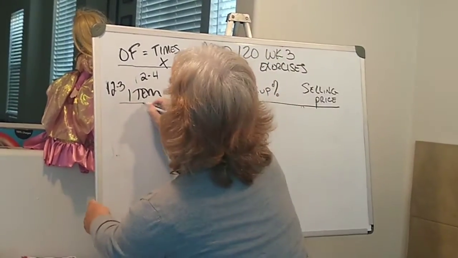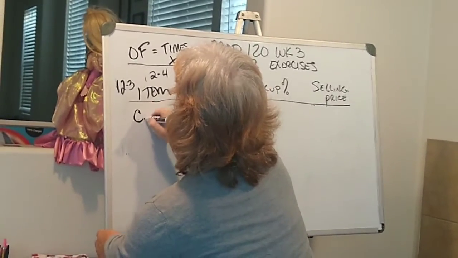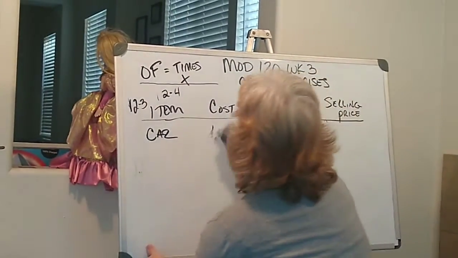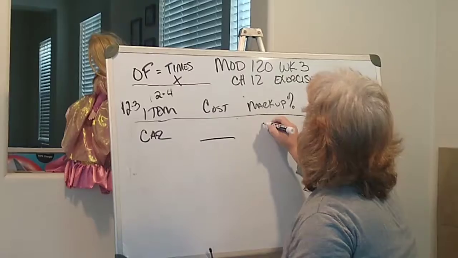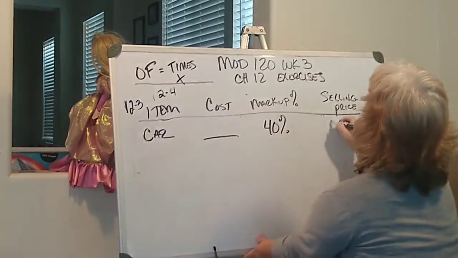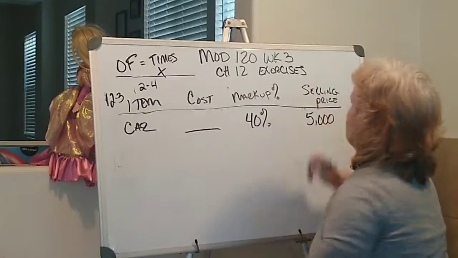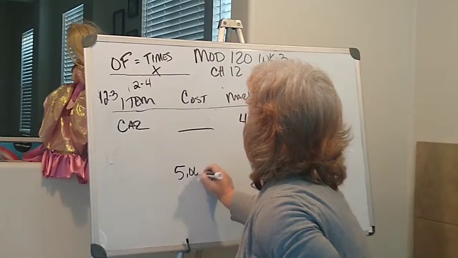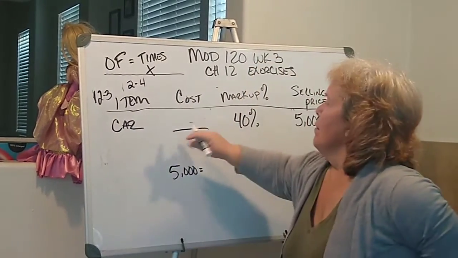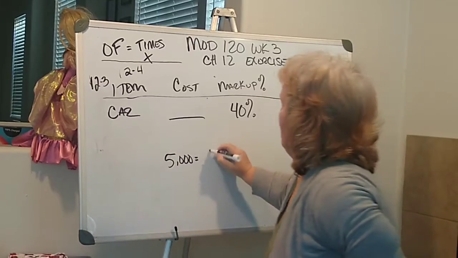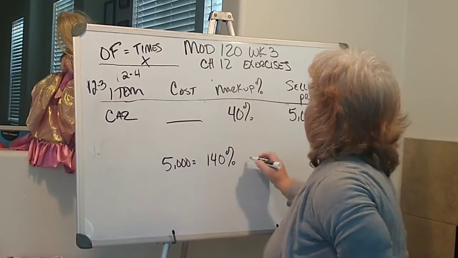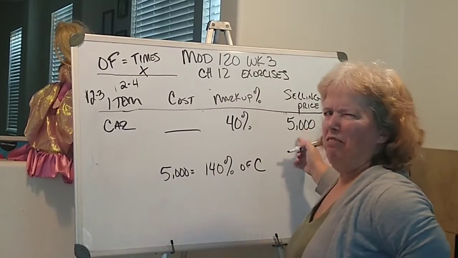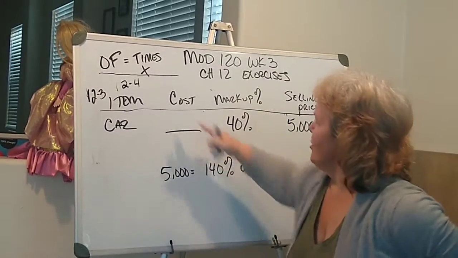All right, so let's say you have an item, you have a car. It costs $1,000. Selling, or no, you don't have the cost. You don't have the cost. The markup is 40%, and the selling price is $5,000. So the formula is the 5,000 equals the 100 plus the 40, 140% of the cost. Of the cost.